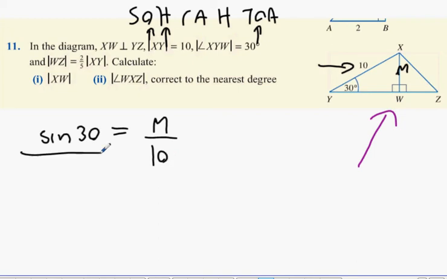Or you can do it this way where you give them both the same denominator. And then what's 10 sine 30? Is it 5? So that's 5, okay?